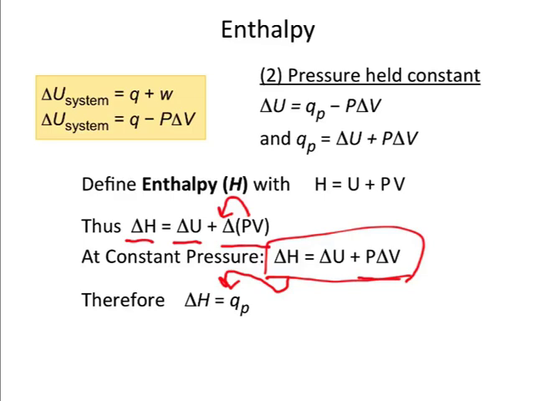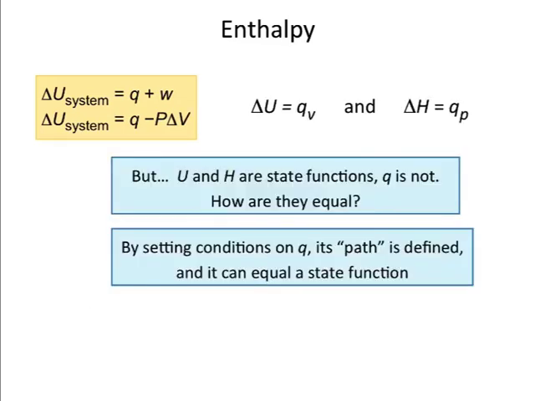So speaking of the state function bit, both internal energy and enthalpy are state functions that matter just on the final or the initial state and not how you get there. But Q is an energy transfer or a path function that depends on how you get there. So how can we make these equal? Well, by setting conditions on heat, either constant volume or constant pressure, this path is defined, and thus you can make the two equal to each other. So that works out.